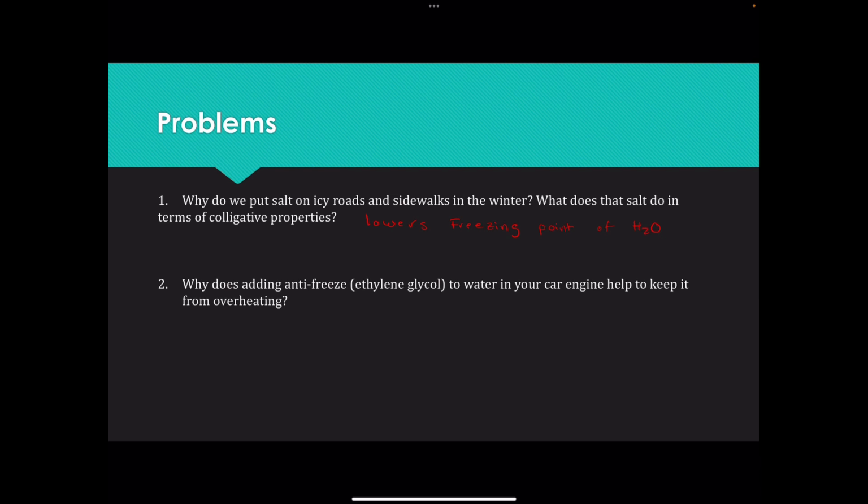We could also put the salt on the sidewalk to prevent the ice from forming, because once the water starts to hit the sidewalk, again, it forms a solution and it has to get colder than 0 in order to freeze.